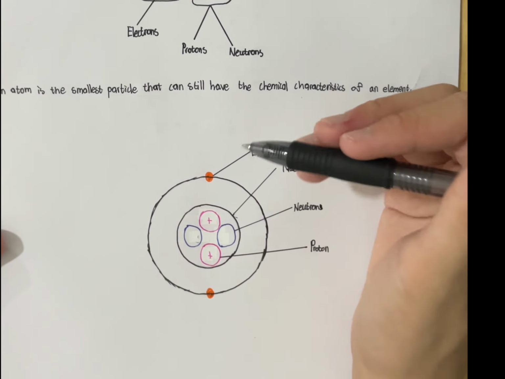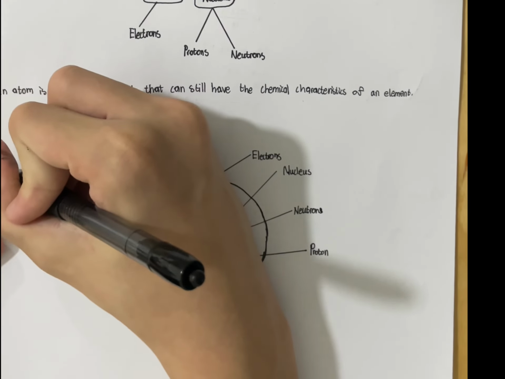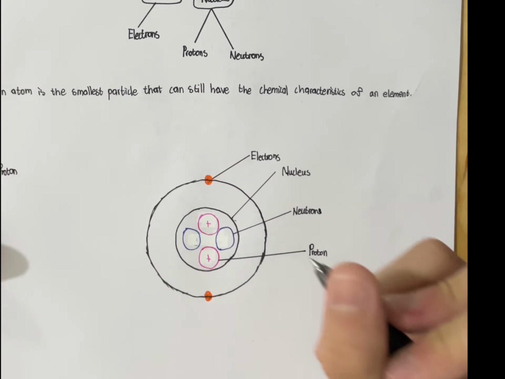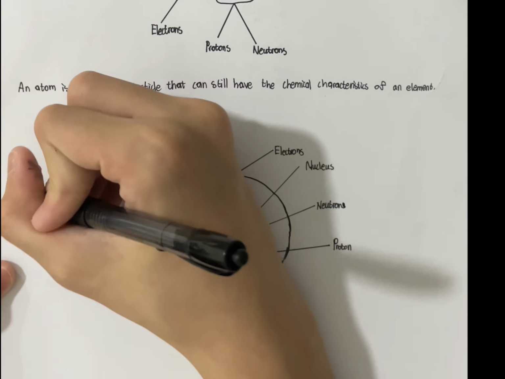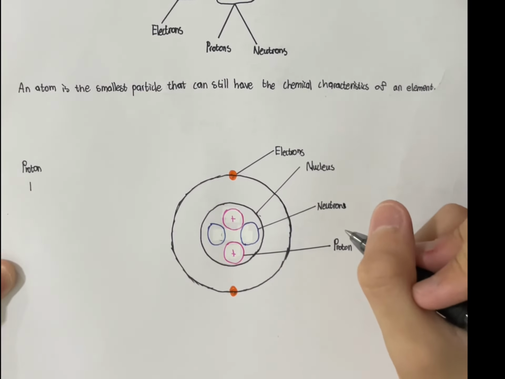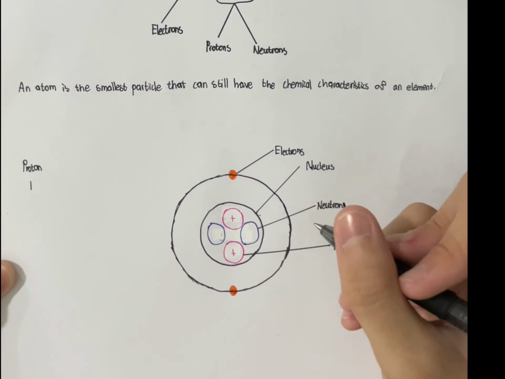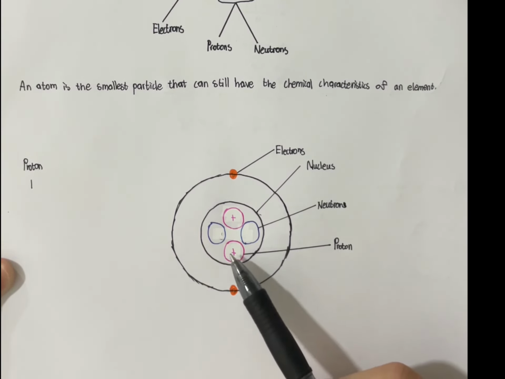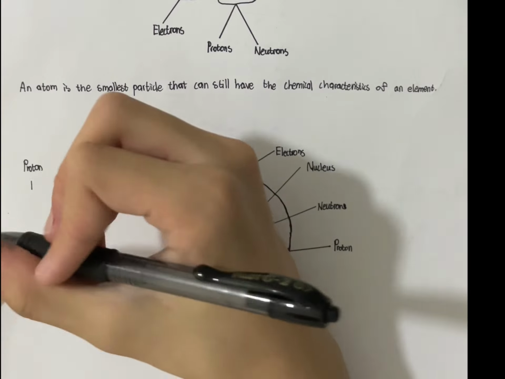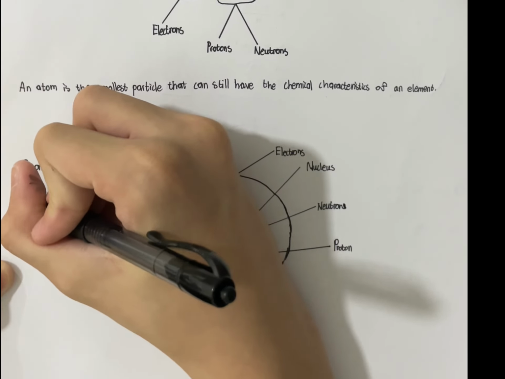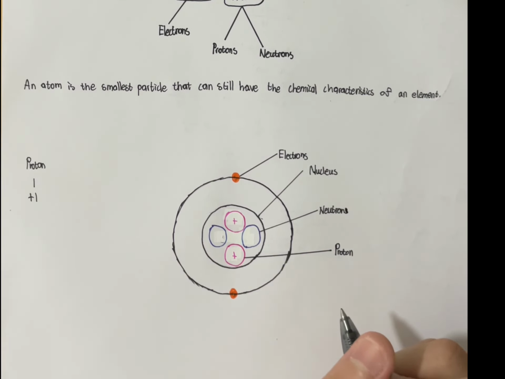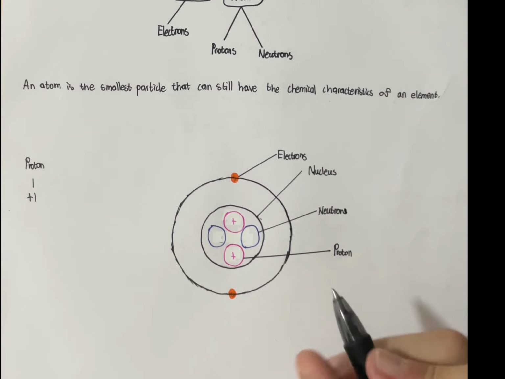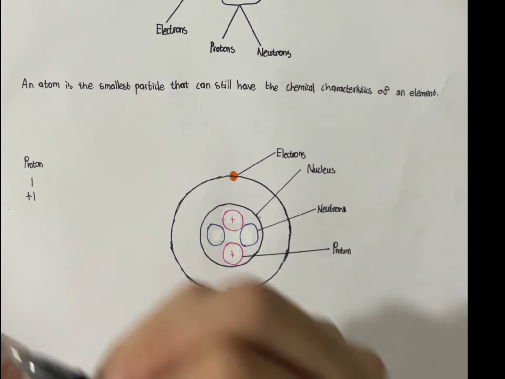So let's get into the proton. It has a relative atomic mass of 1. It has a positive charge. This is why I've drawn the plus sign here. You can write its charge as +1 if you prefer that. And the location is in the nucleus. Pretty obvious.